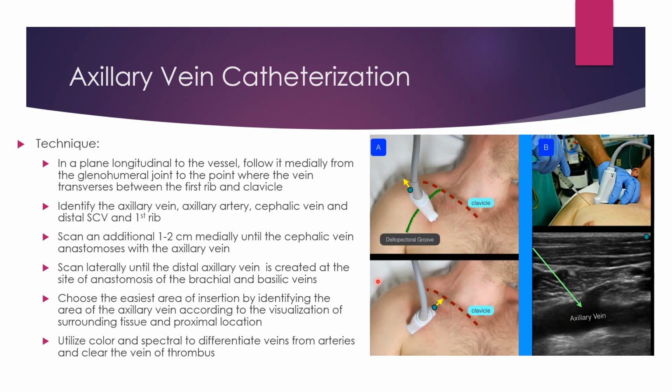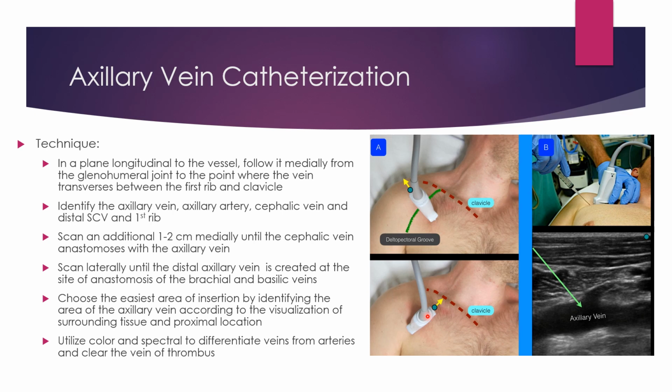Once you've assessed that vein and you believe it's the vein, not the artery, you're going to want to verify that with spectral and color. And then again, really settle in on where you want to take your approach. So the technique for this would be in plane, long axis to the vessel, following immediately from the glenohumeral joint, right in this region, as they're doing right here, and access that axillary vein in long axis and identify where the cephalic vein anastomoses with that axillary. At that point, you know you have the origin of the subclavian vein.